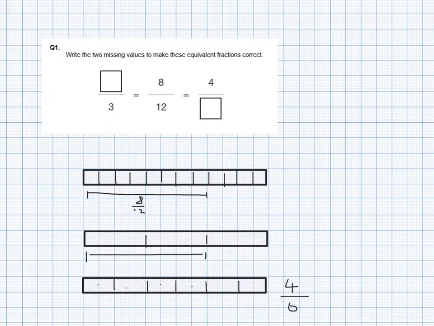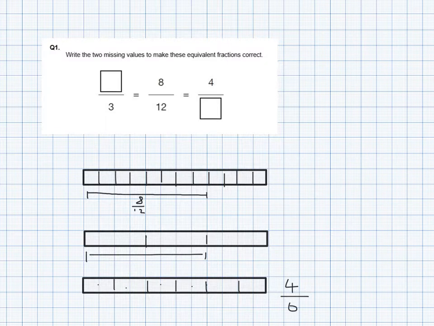4/6. That's a little bit tricky to see, and you might not always have that pattern to be able to work it out that way. So how we're going to do it, the simple rule is whatever you do to the numerator on the top, you do to the denominator on the bottom.